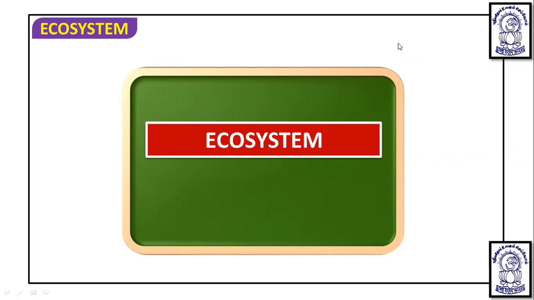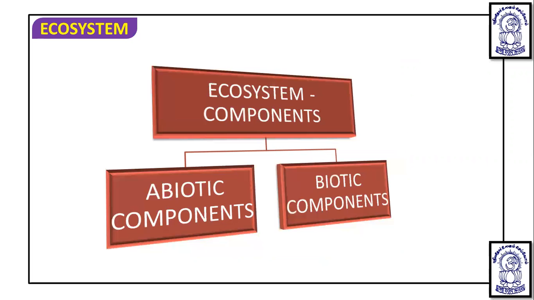Dear students, we are in a continuation of the chapter that is ecosystem. And in the previous class, we have already talked about the different types of ecosystem and what an ecosystem is. In today's lecture, we are going to talk about ecosystem components. Here we will discuss that an ecosystem is made up of two components, that is abiotic and biotic components. And we have to discuss both in detail.